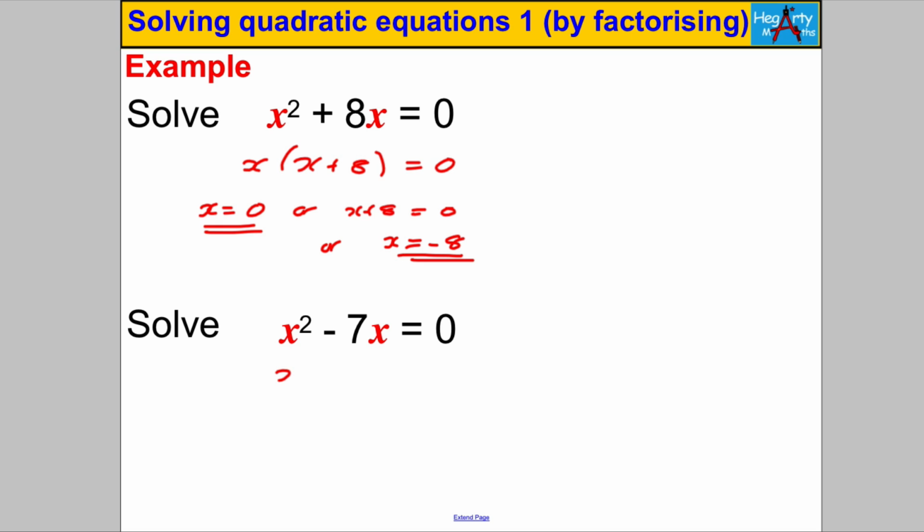Same old thing here, factorize out an x, we get x subtract 7 is 0. Two things multiplying to 0, either x is equal to 0, this expression is 0, or x subtract 7 is equal to 0, which adding 7 to both sides gives us x is equal to 7. So our two answers in that case.